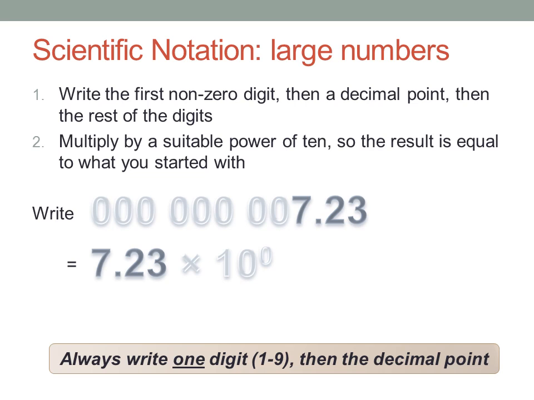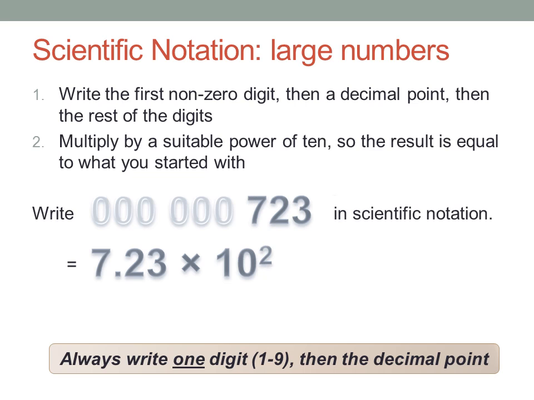Well, here's 7.23. Multiply by 10, 72.3. By 100, 723. And keep increasing the power of 10 until we get what we want. 3, 4, 5, 6, 7, almost there, 8. 7.23 times 10 to the power of 8 is 723 million.